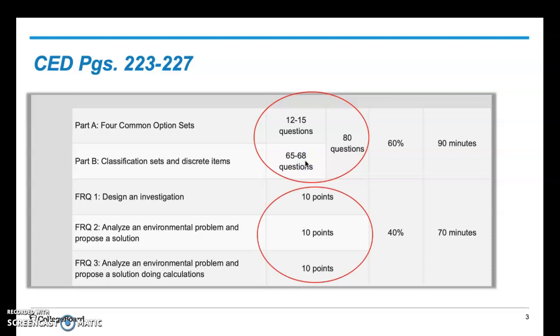In terms of the free response, we've gone from a 4 to a 3 question FRQ section. Still weighs 40% of the exam, but the time has been reduced since there's one less question. We know exactly the topic of those three FRQs: design and investigation, focusing on proposing an environmental solution, and analyzing an environmental problem and proposing a solution, doing calculations. This year's online exam, the entire exam consisted only of these two free response questions.